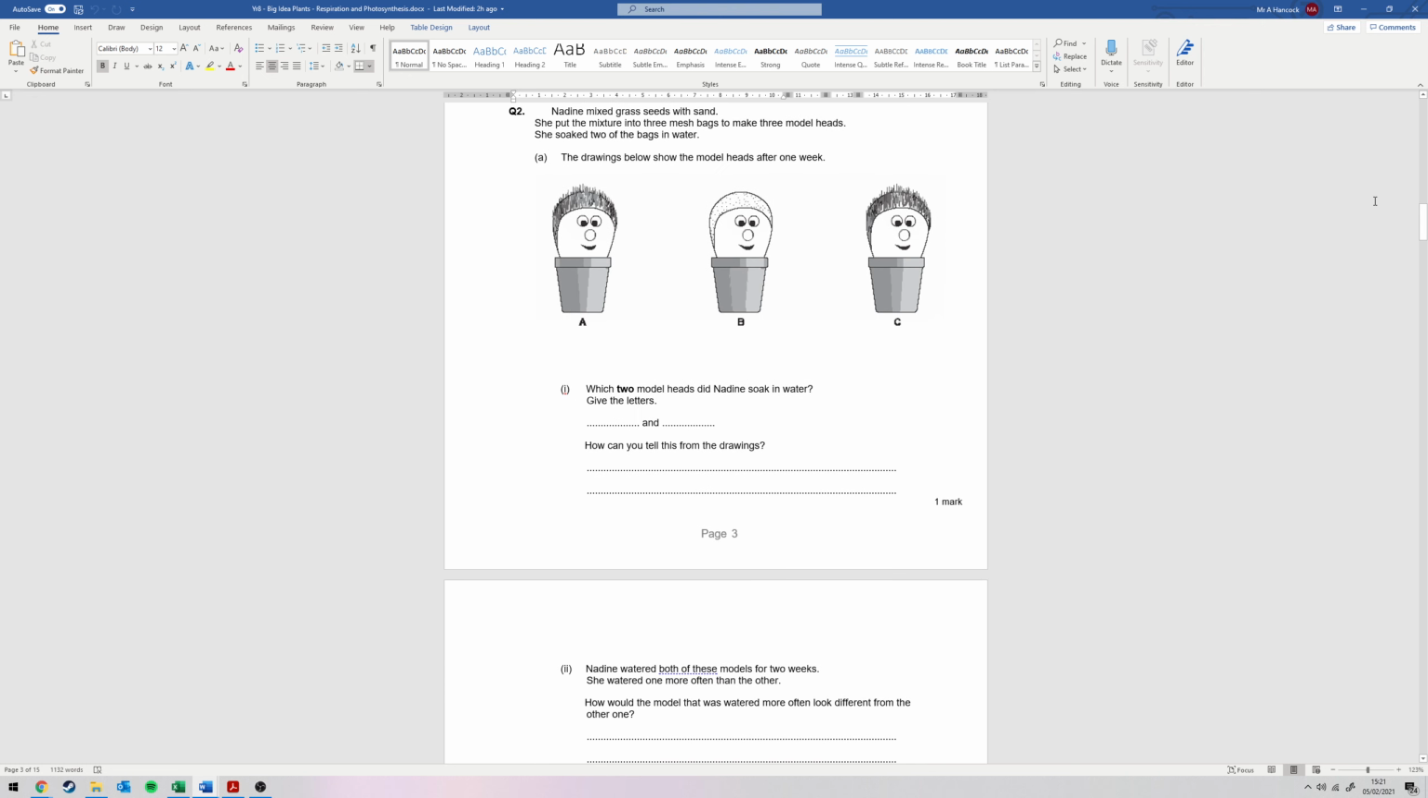Question 2. Nadine mixed grass seeds with sand. She put the mixture into 3 mesh bags to make 3 model heads. She soaked 2 of the bags in water. The drawing below shows the model heads after 1 week. Part 1. Which 2 model heads did Nadine soak in water? Give the letters A, B, or C. How can you tell from the drawings?